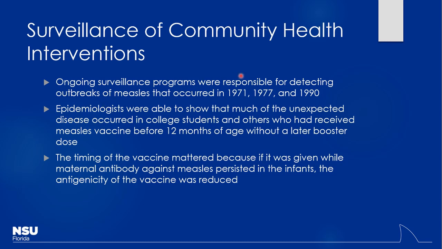They could also detect things like outbreaks of measles that occurred in '71, '77, etc. They're able to show that a lot of the unexpected disease occurrences were happening in college students and people who got the measles vaccine before 12 months of age and without a later booster dose. So we were able to link it back and say, well, what's the common link between these patients? Why are they developing measles at these times? And they could see what the common occurrences are, what type of patients they're looking at, what the common threads are.